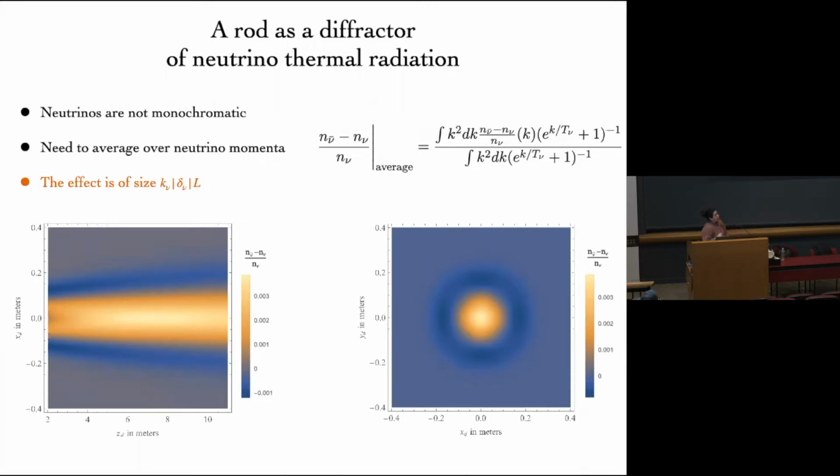And I should remind people, brighter means larger asymmetry. Dark blue means the opposite sign asymmetry, okay?